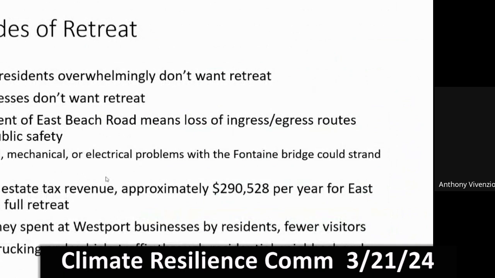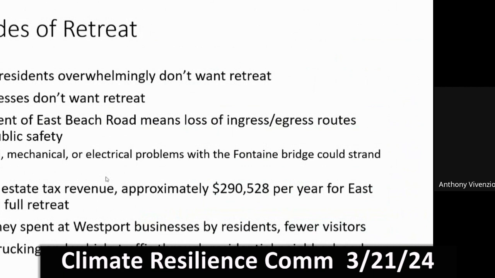So when we look at the concept of planned retreat, as I mentioned, there are a lot of downsides here. The East Beach residents overwhelmingly don't want it. The local business owners that I spoke to don't want retreat. The abandonment of East Beach Road means loss of ingress or egress routes, affecting public safety. In the event of some catastrophe, any structural, mechanical, or electrical problems with the Fontaine Bridge could strand residents if there is no egress path available because East Beach Road has been abandoned.